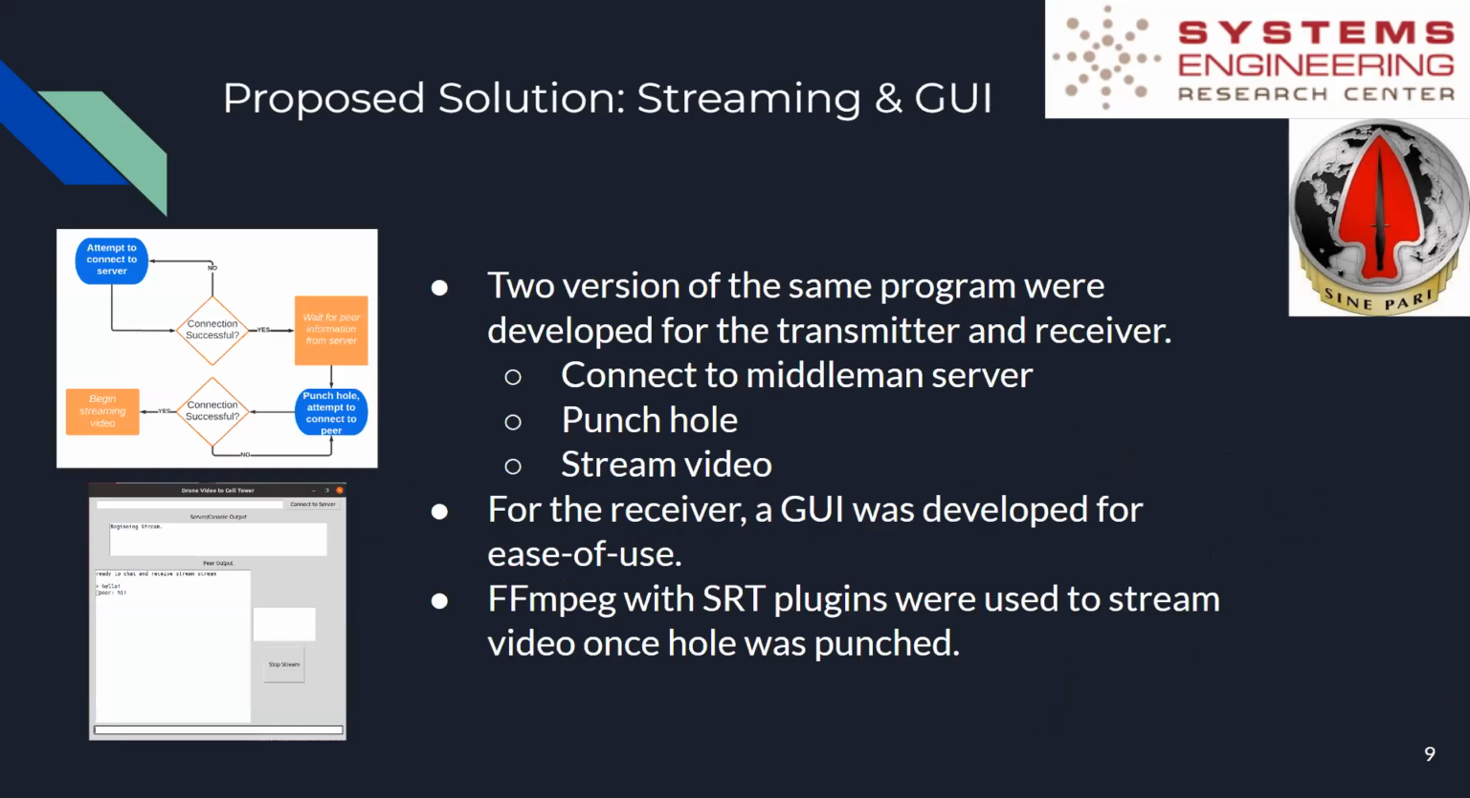To make our final software, 2 versions of the same program were developed for the transmitter and receiver, and both followed the same general flowchart of connecting to that middleman server, punching the hole, and then streaming that video. Once the hole was punched, on the receiver side specifically, a GUI was developed for ease of use. And then to actually stream the video, a software called FFmpeg was used along with SRT plugins to stream that video.